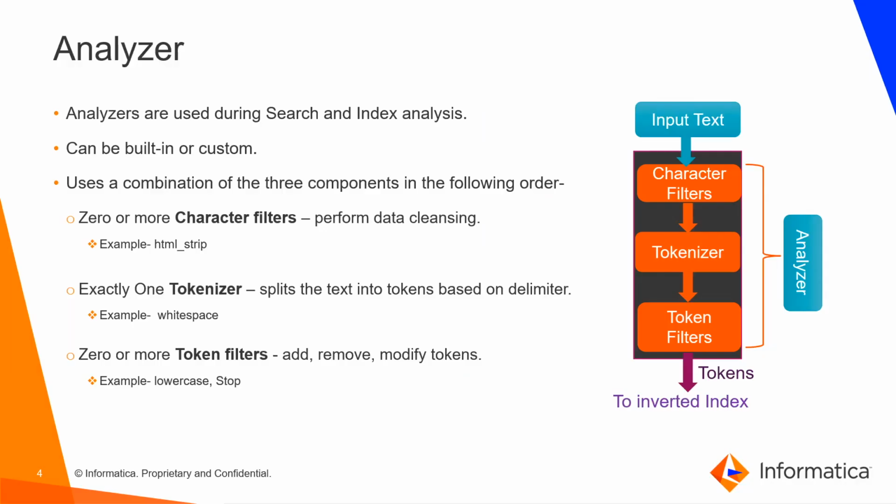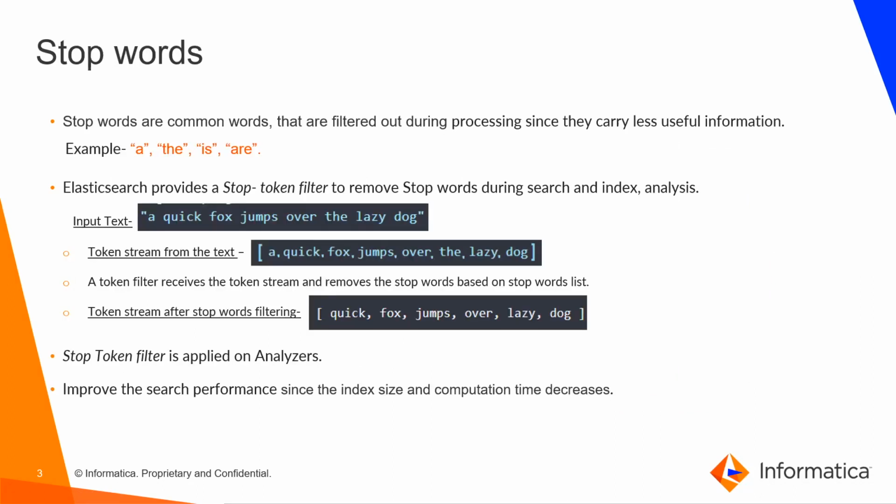So to summarize, a character filter would perform a cleanse operation on the input text before tokenization. In our example, we wanted to remove the HTML tag, so we used the HTML strip character filter. A tokenizer would convert the text into tokens based on the tokenizer we specify. For example, a whitespace tokenizer would break text into tokens whenever it encounters a whitespace. Once tokens are generated, we would use token filters to add, remove, modify these tokens before indexing. For the complete list of available analyzers, please refer to the Elasticsearch website.